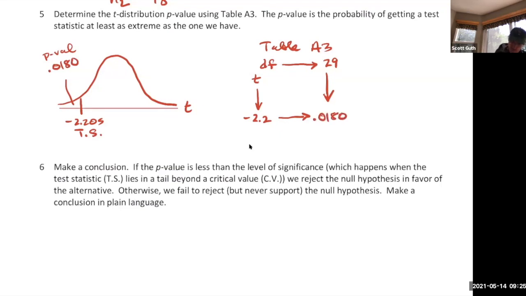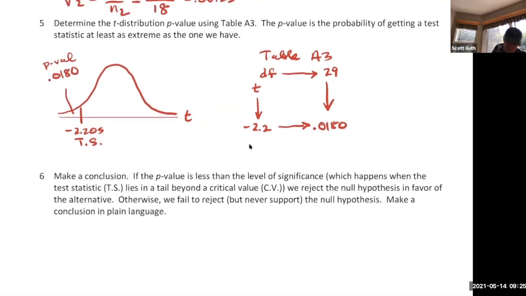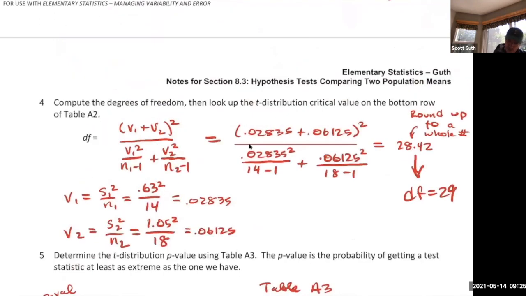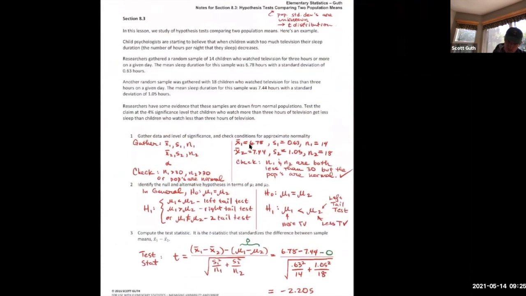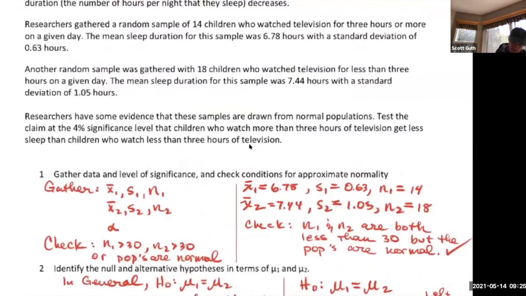Okay, any questions? And I don't know what our alpha is, so I don't know what the conclusion is. It says 4% significance weirdly up here. So that's our alpha.